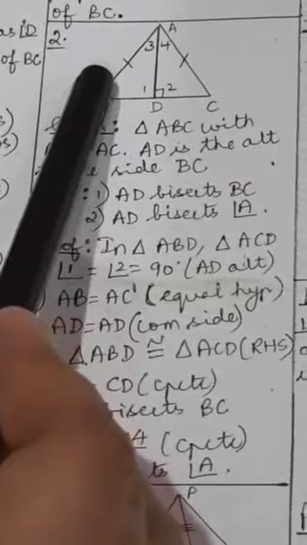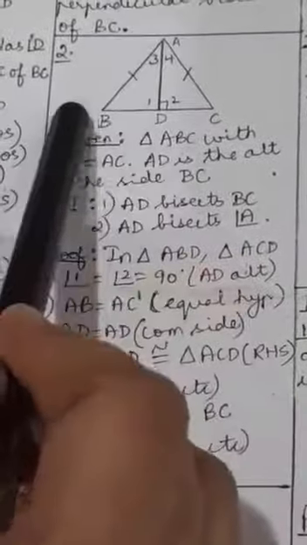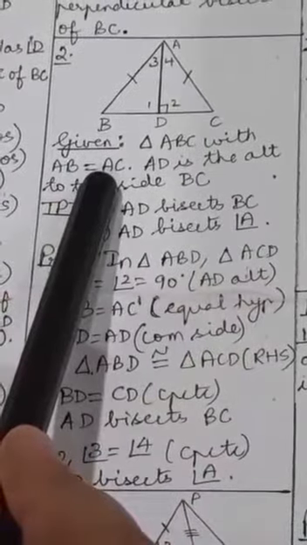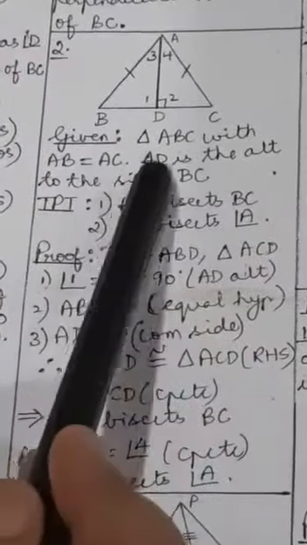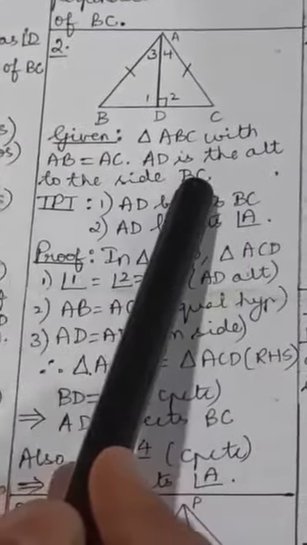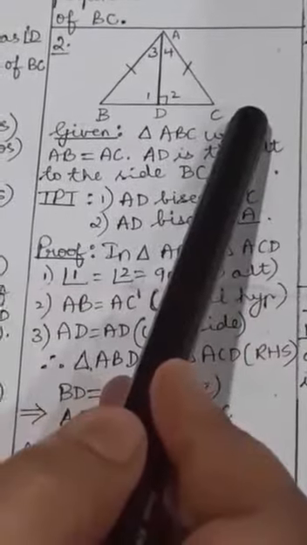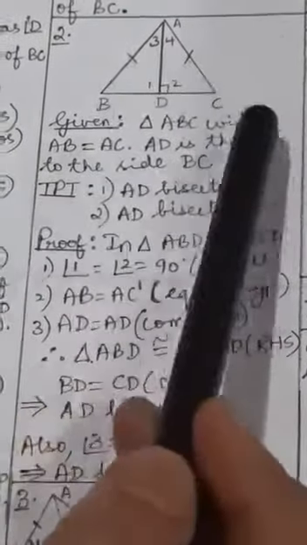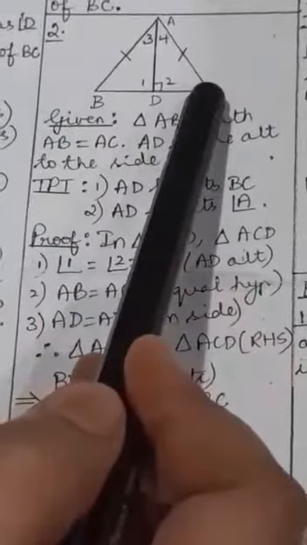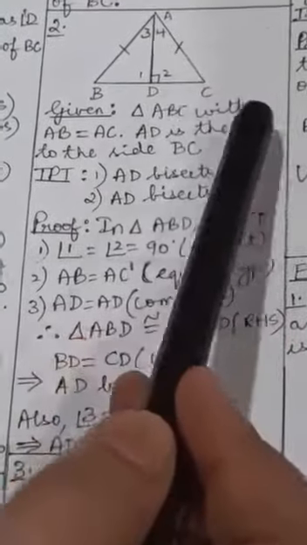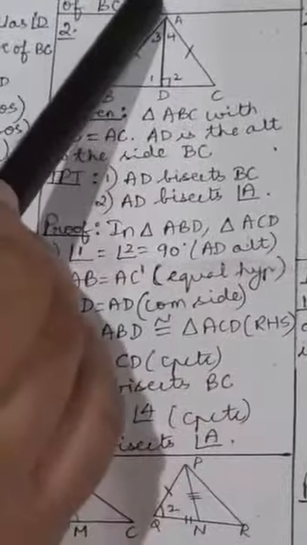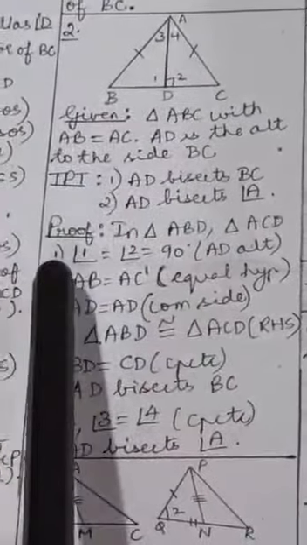So here we have a triangle ABC with AB equal to AC. We are also given that AD is the altitude to the side BC. And what is an altitude? An altitude is a line segment from the vertex perpendicular to the opposite side.